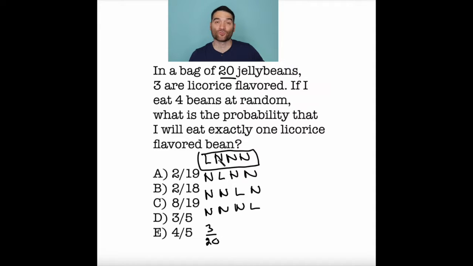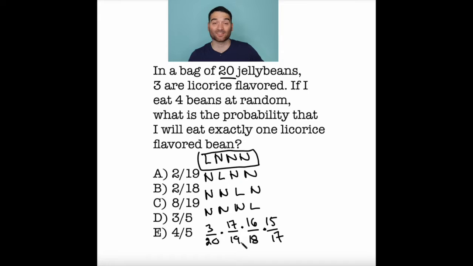And then I want to draw a non-licorice jelly bean. Now, I have 19 jelly beans left because I already drew a licorice one, right? And 17 non-licorice beans to choose from. And then the probability of this next one here is going to be 16 out of 18 because, again, I've just drawn another jelly bean. And then 15 out of 17.